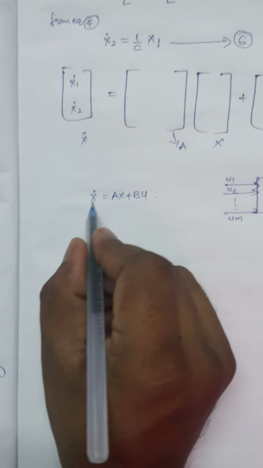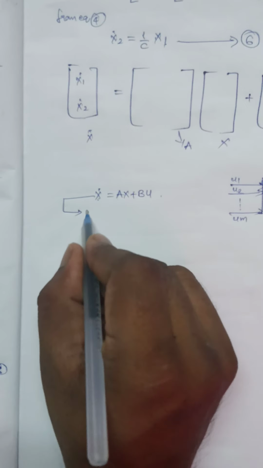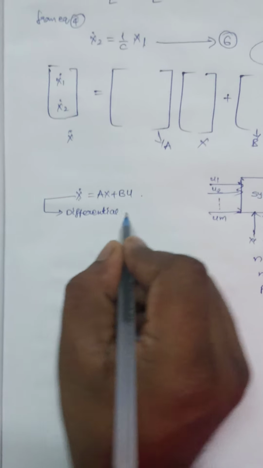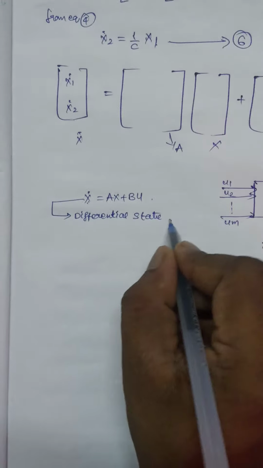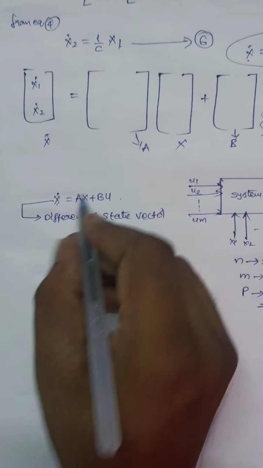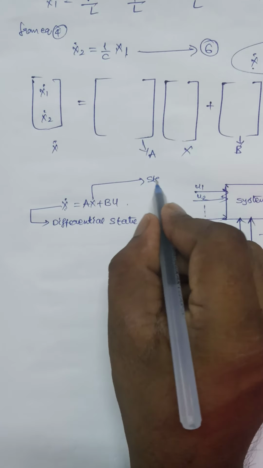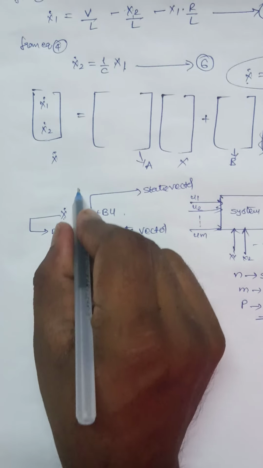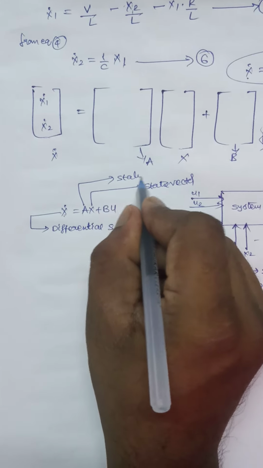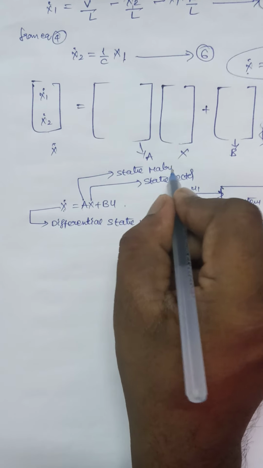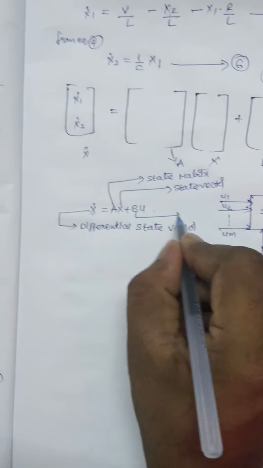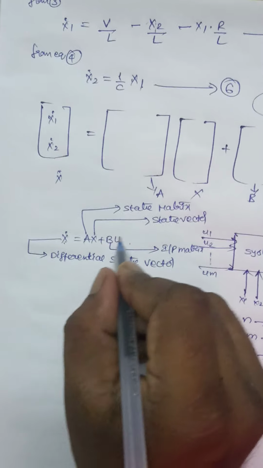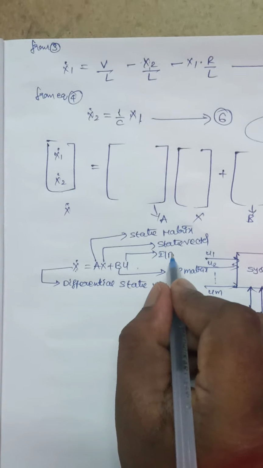In this, x dot is equal to ax plus bu. This x dot is called the differential state vector, and x is called the state vector. This A is called the state matrix. This B is called the input matrix. U is called the input vector.